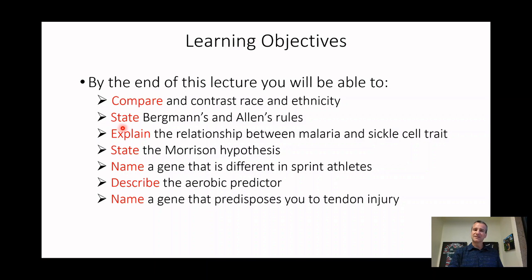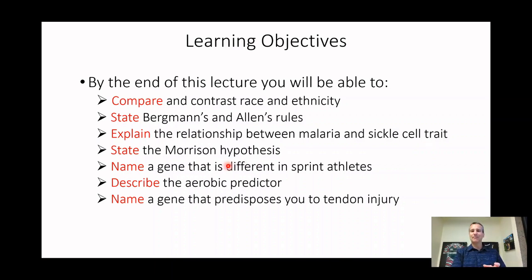You should be able to state Bergmann's rule and Allen's rule. These are two really cool things that exist across animal species that tell us why an animal takes a specific shape based on its environment. You should be able to explain the relationship between malaria and the sickle cell trait. That's going to be an interesting, proposed hypothesis for something really cool. You should also be able to state the Morrison hypothesis.